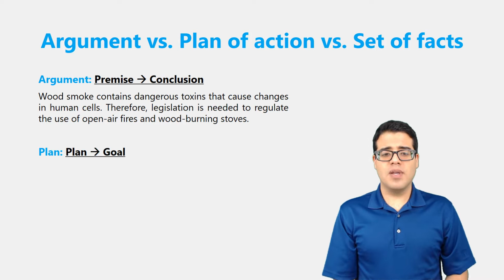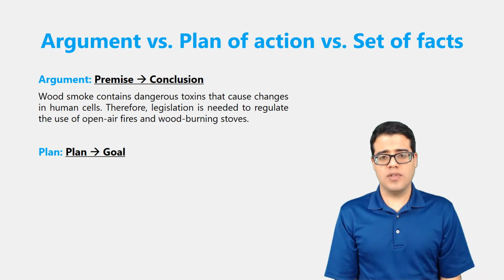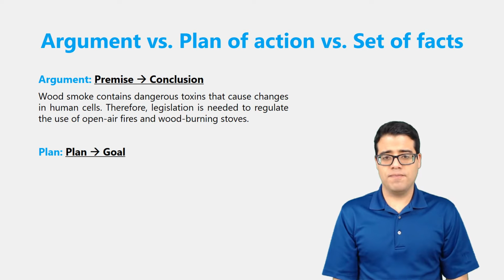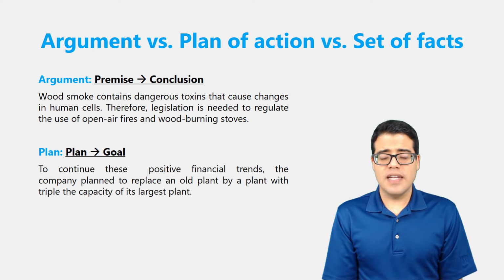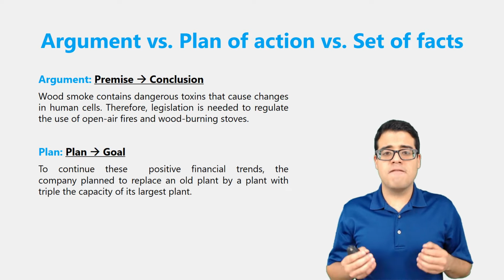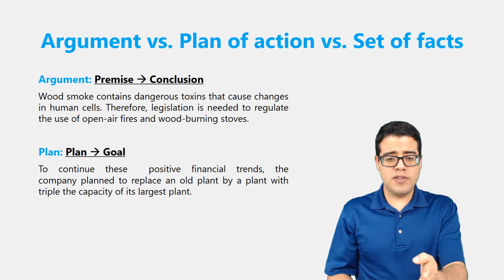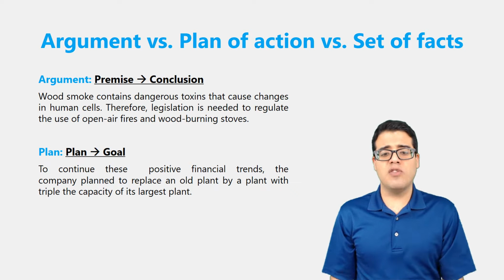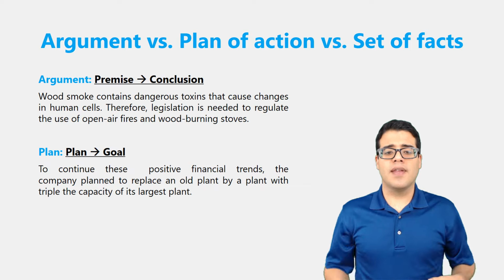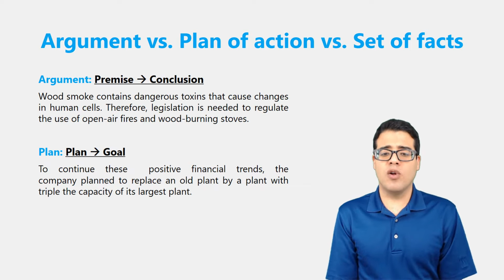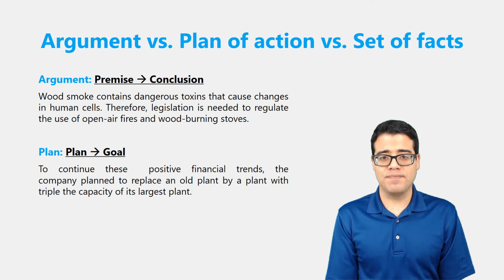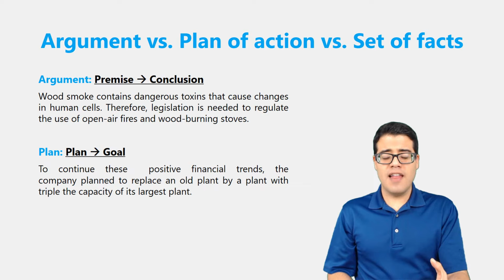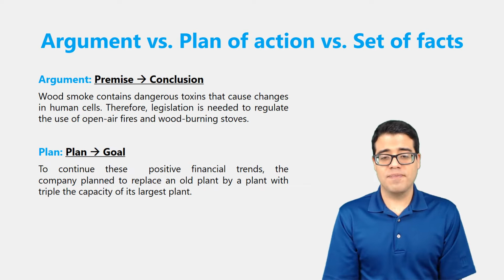Now sometimes you will have a plan of action, a plan and its objective. And usually the objective is signaled by an infinitive of purpose. In this particular example, we have that to continue these positive financial trends, the company planned to replace an old plant by a plant with triple the capacity of its largest plant. You have the objective and then the plan to achieve it. Those are very simple to understand.